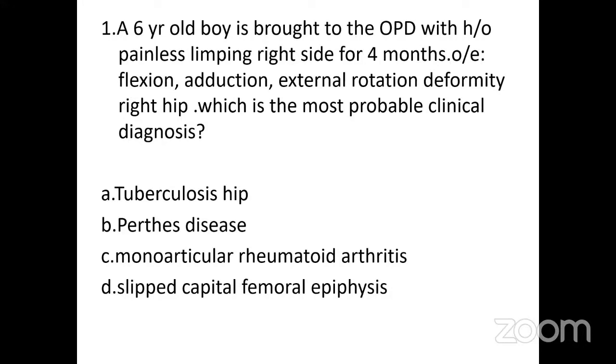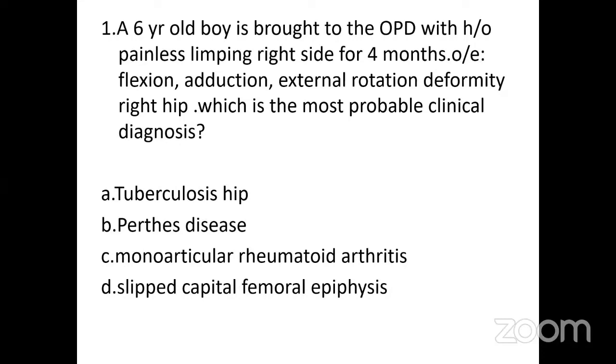So in orthopedics, we have to know certain deformities. If you know the deformities, and if you know the age of the child, you can get a diagnosis. So flexion, adduction, external rotation deformity is classical of Perthes disease in a child. Whereas if you see flexion, adduction, external rotation in an adult, middle-aged or old, especially suffering from arthritis, it is nothing but osteoarthritis of the hip joint.